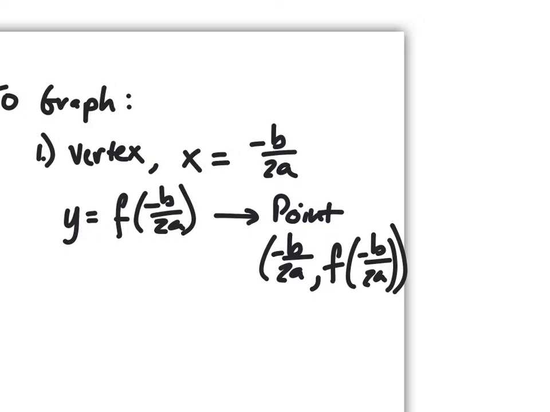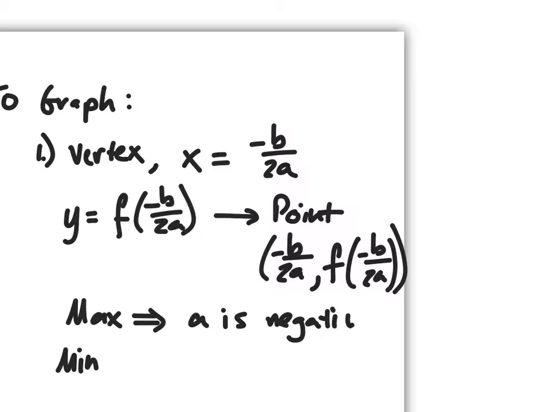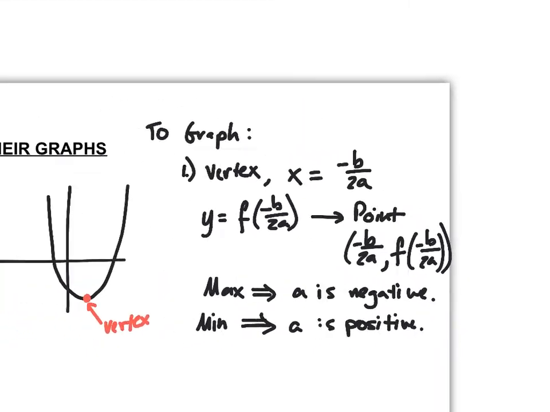Now, the vertex is either a maximum or a minimum. It's a maximum if a is negative, and that's your leading coefficient. And it's a minimum if a is positive. All right, and that's that. So that's what the vertex is.